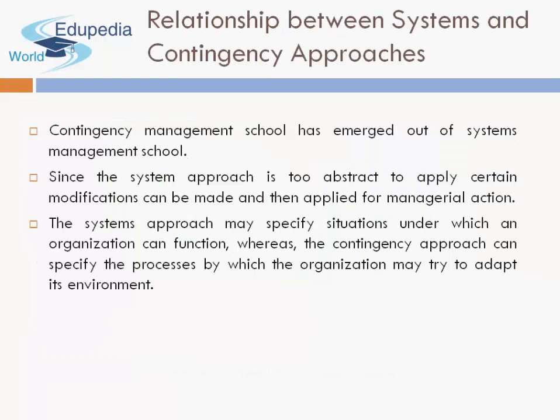There is a relationship between the system and contingency approaches. The contingency management school has definitely emerged from the system management school, which says that an organization is made of systems. But then the contingency approach says that the system approach may specify situations under which an organization can function, whereas the contingency approach can specify the process by which the organization may try to adapt to its environment. So both theories are very important and interlinked.